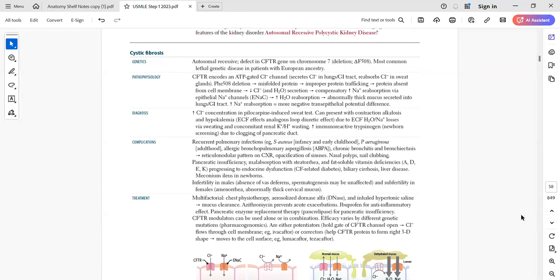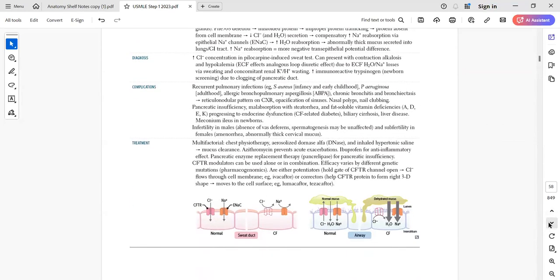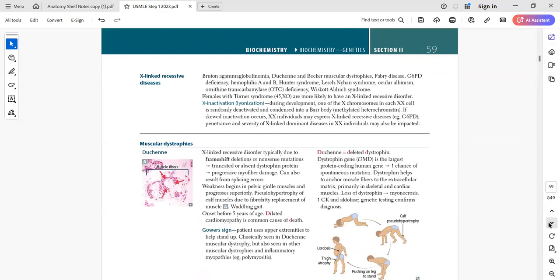I hope this is clear, because cystic fibrosis is very important. Now, as we talked about the dominant and recessive diseases, these are the X-linked recessive diseases. I would say go through this. You don't have to learn them or memorize them, but just go through them, so that if you go through them again and again, some of them would stick in your head. And that's extremely important, right?